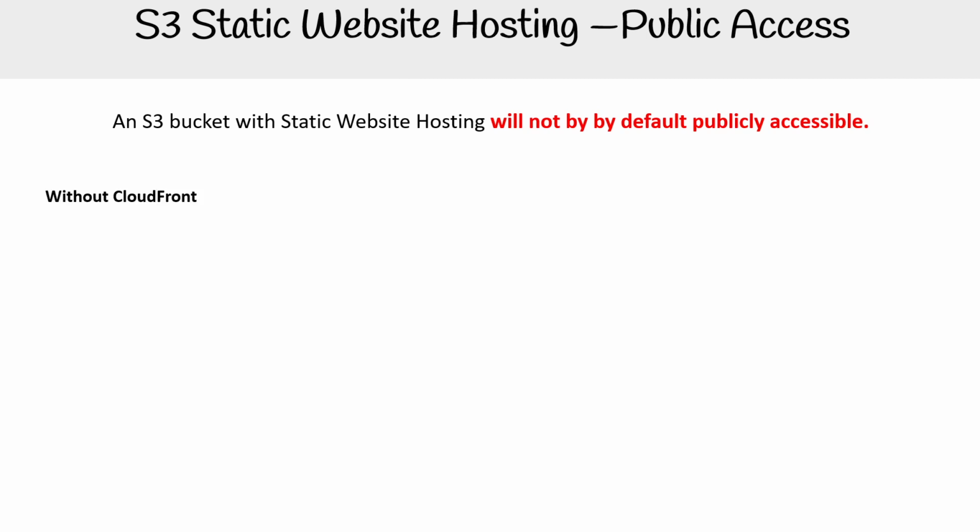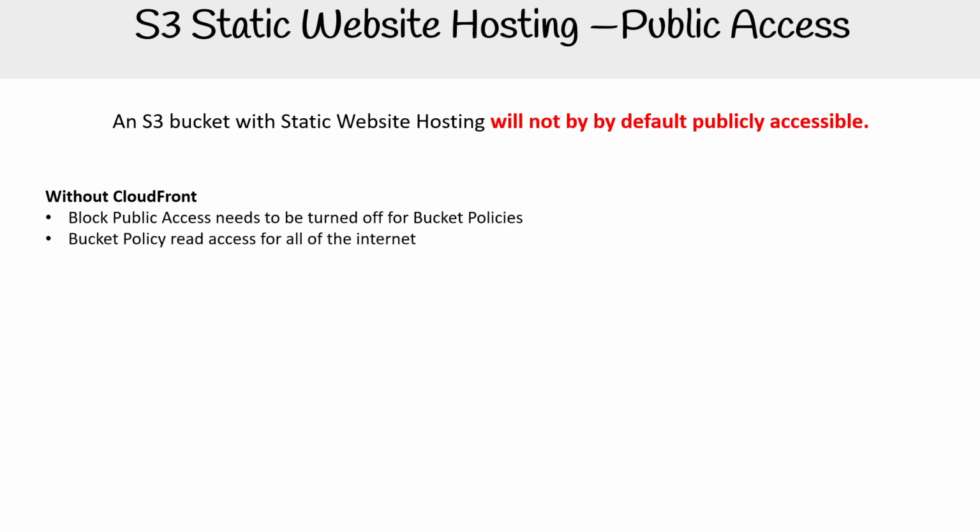The first is without CloudFront. We just turn it on. And what we'll need to do is turn off block public access for bucket policies, and create a bucket policy that allows all of the internet to read it. This will work, but the only disadvantage is you're not going to have a custom domain, and you're only going to have it in a non-secure way because it's not going to serve HTTPS. It's going to be HTTP.